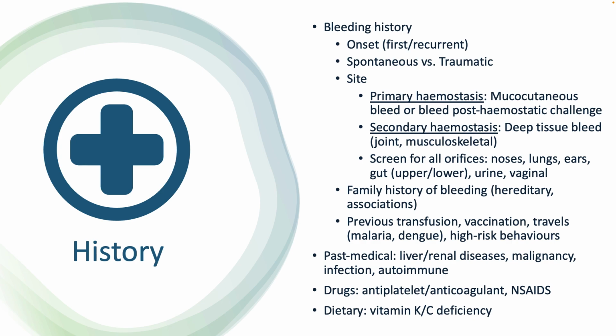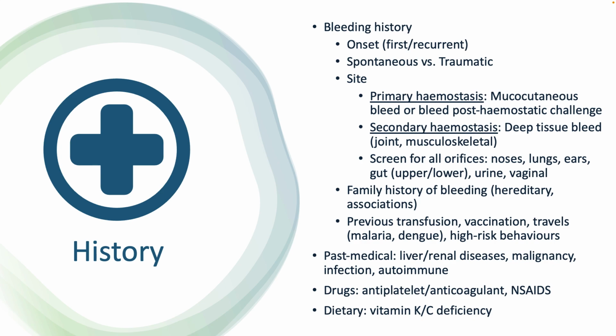So generally this is just a general idea, and it's also important for us to screen all orifices, including nose, lung, ears, gut, urine, or even vagina, to look for any form of bleeding at all. The next thing is perhaps the family history. We want to know whether this has to do with a hereditary condition as well as some association. At the same time, we also need to know whether the patient was previously transfused, the patient's recent vaccination, the travelling history that predisposes the patient to some tropical diseases, and whether there's any high risk behavior.